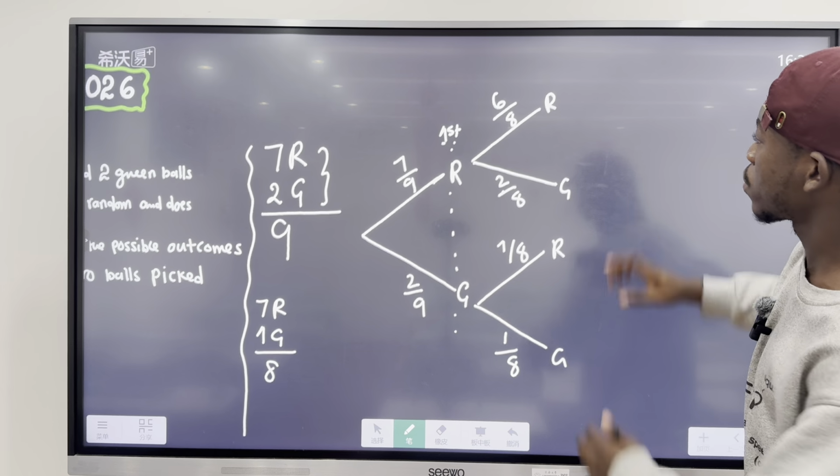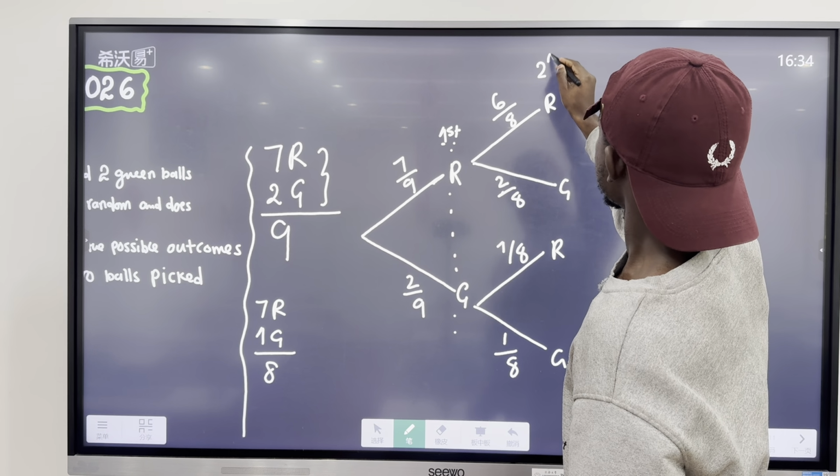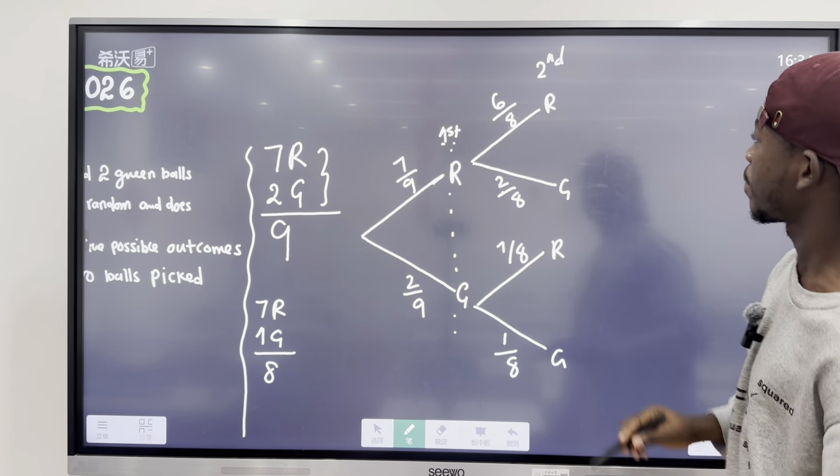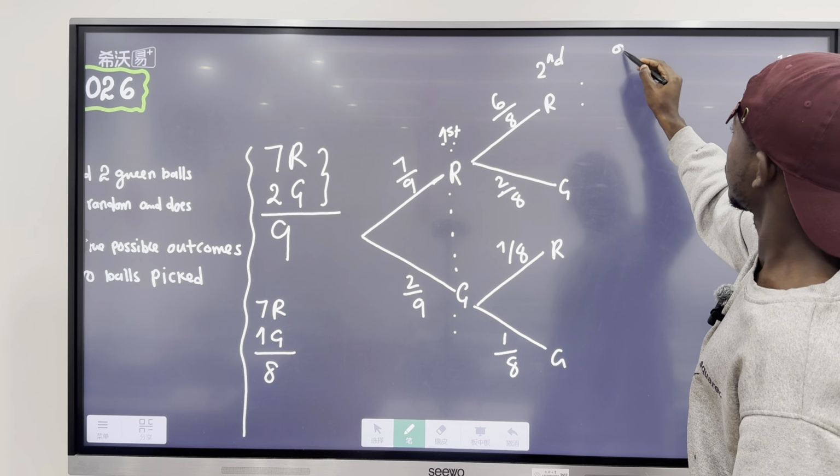So this is your second selection, remember? This is the second selection. Then here, the outcomes. Let's write down the outcomes.